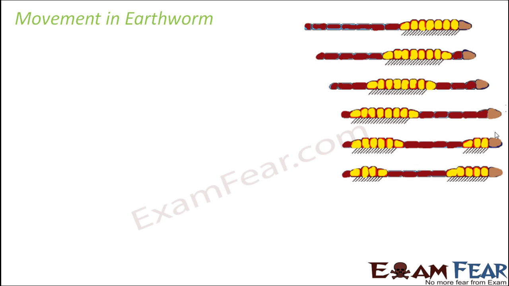Now let's see how exactly an earthworm moves. When you look at the body of an earthworm, they do not have bones. That is one interesting thing, that they do not have bones. So they move only with the help of the muscles. In fact, as you can see, they are invertebrates. They do not have the vertebral column, no backbone, because there is no bone in their body.